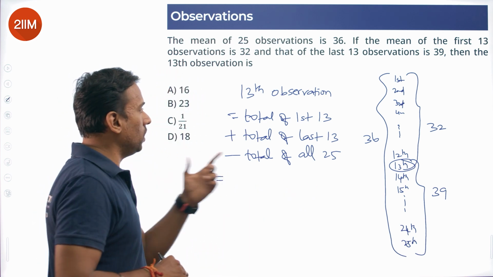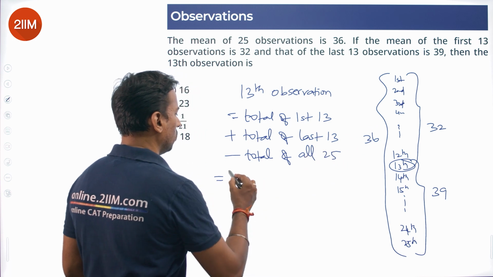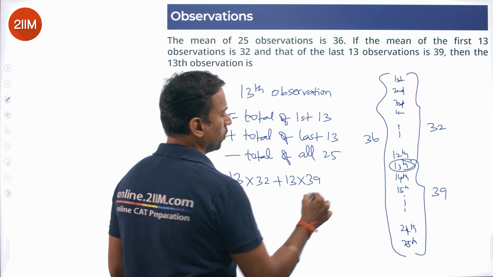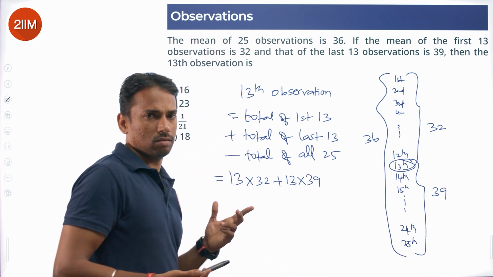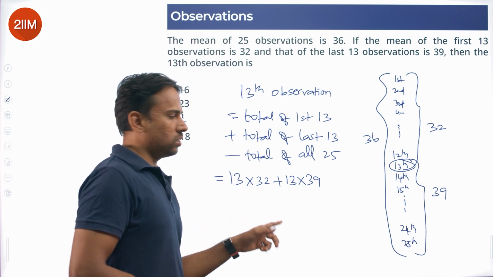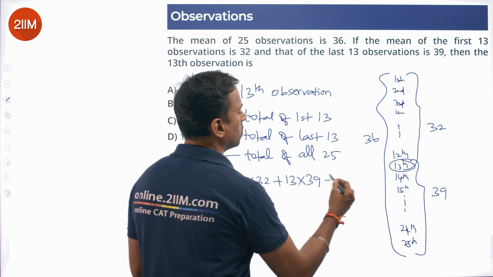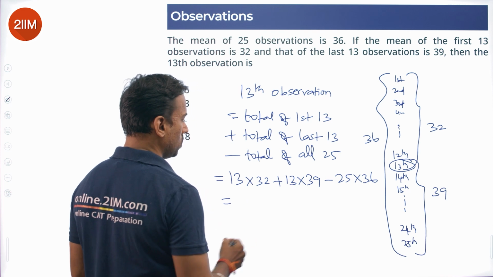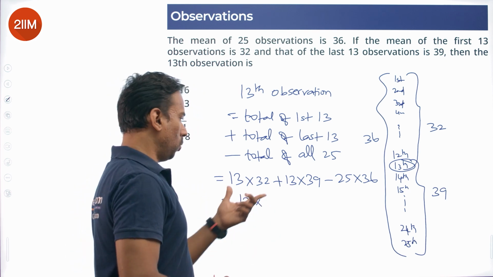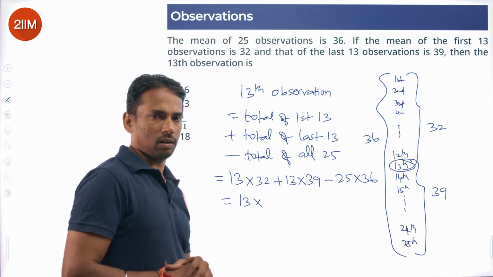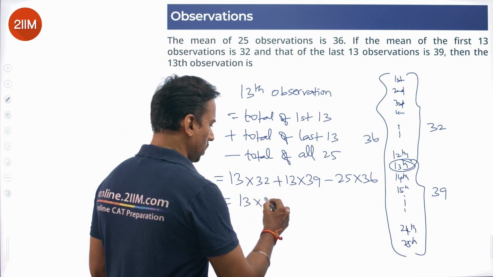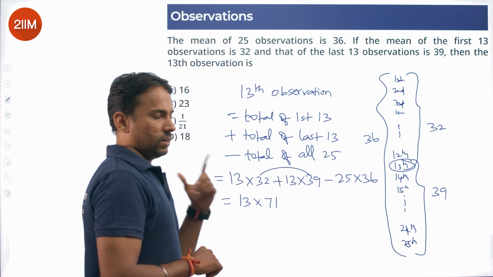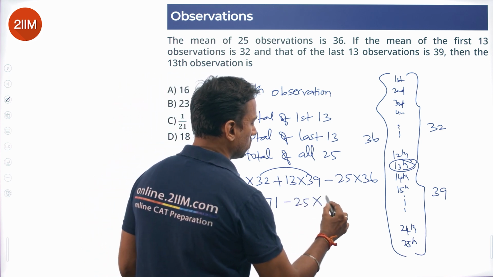So this is going to be basically total of first 13. Total of first 13 is 13 into 32. Last 13 is 13 into 39, because total is number into average. Simple. Number of observations into average. So 13 into 32, 13 into 39, minus all 25, so 25 into 36. So this is basically 13 into, both of them are 13, 13 into 32 plus 39 will be 71, right? Because you can add it. So when you add, you get 71, minus 25 into 36.